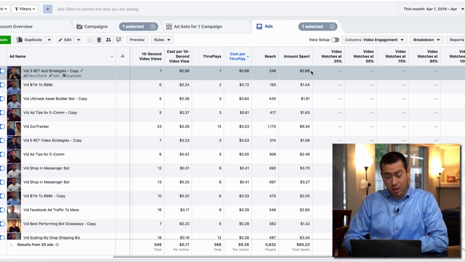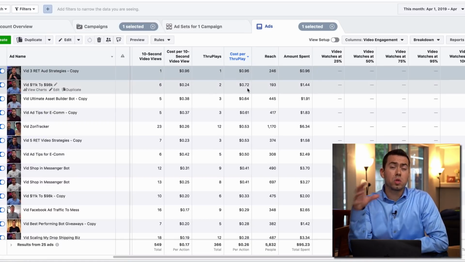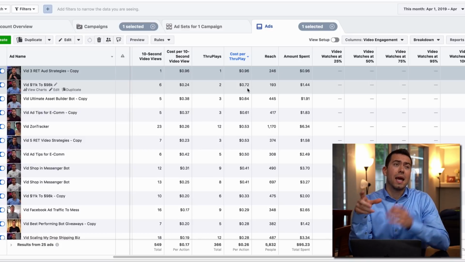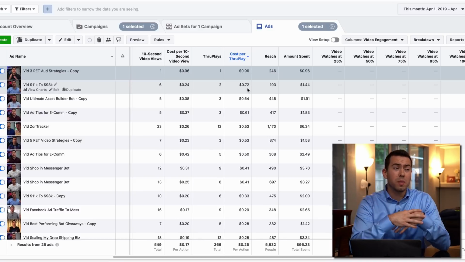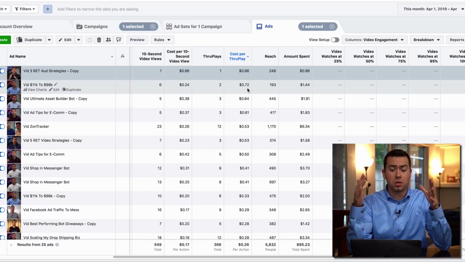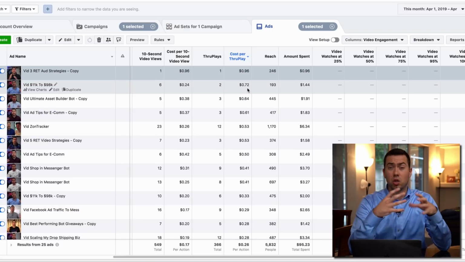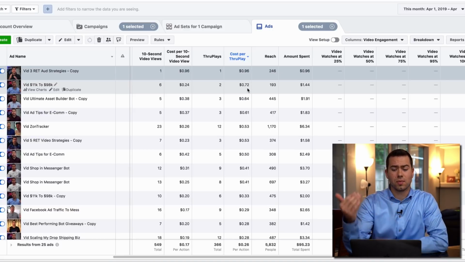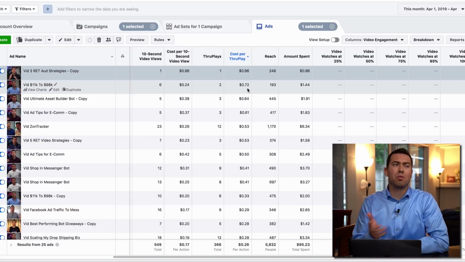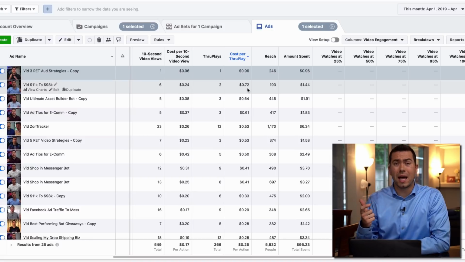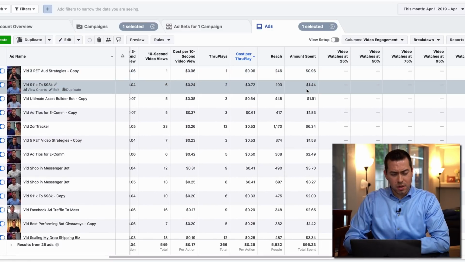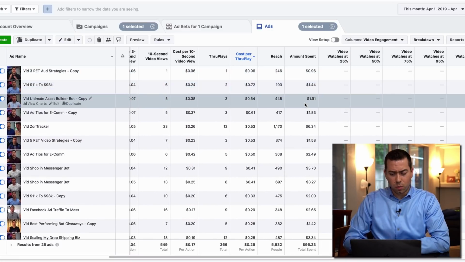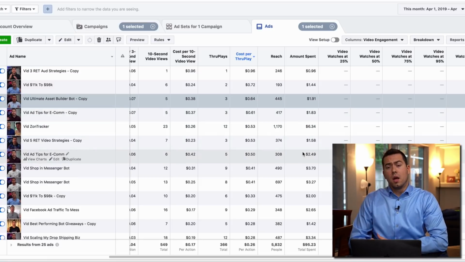It spent $1. So you always want to look at the amount spent and kind of gauge the weight of that data, right? If it's spent like $100 or $1,000 and it's got this much data, you can pretty much trust that data, versus if it's only spent $1, you can't really trust that data. You should probably spend more money to actually be able to rely on that data and really trust it.